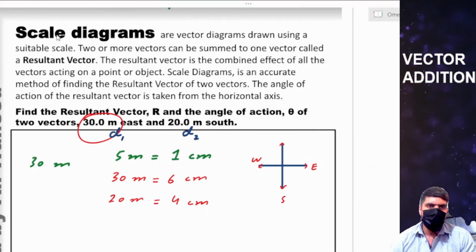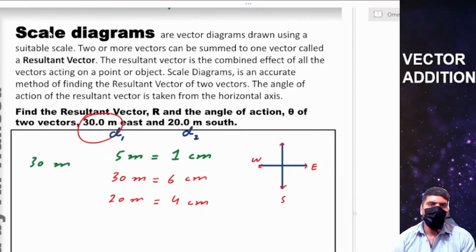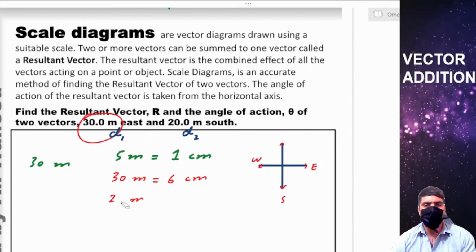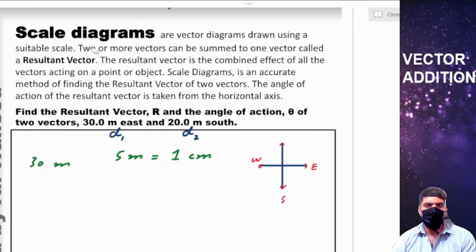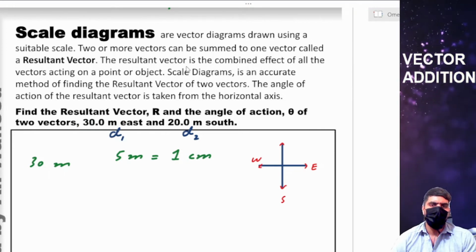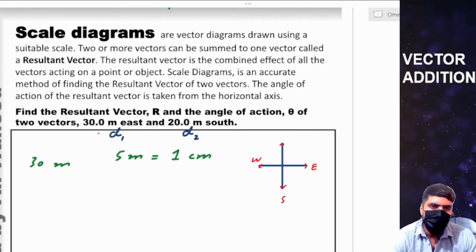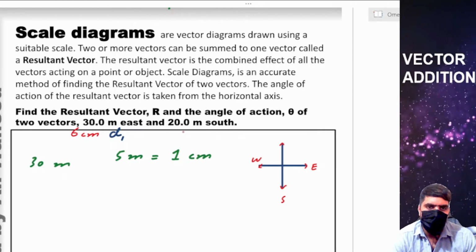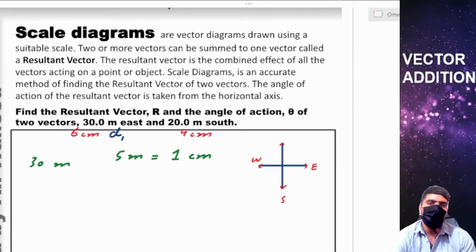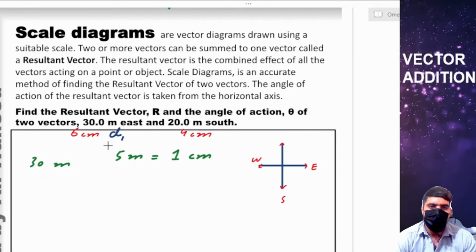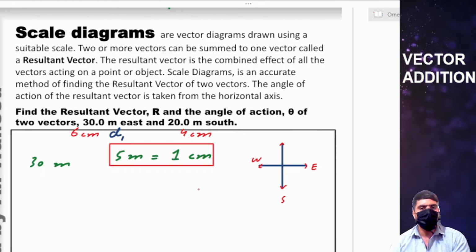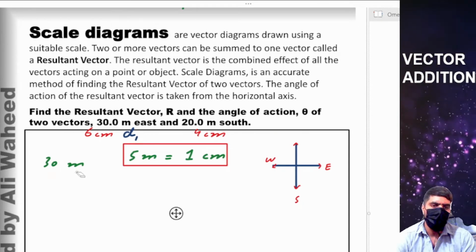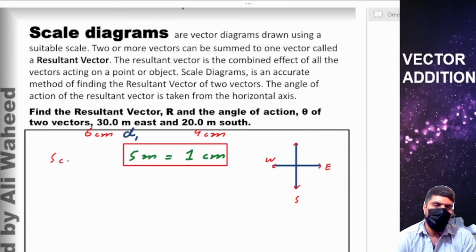So I'm going to erase this for now because I know 30 meters corresponds to 6 centimeters and 20 meters corresponds to 4 centimeters. I'll be writing it on the diagram itself. So for 30 meters, I need a line 6 centimeters long, and for 20 meters, I need a line 4 centimeters long. And what is the scale? Well, the scale is this one. For every 5 meters, I'll be drawing a line 1 centimeter. That is my scale. You can give the heading as well. This is a scale.